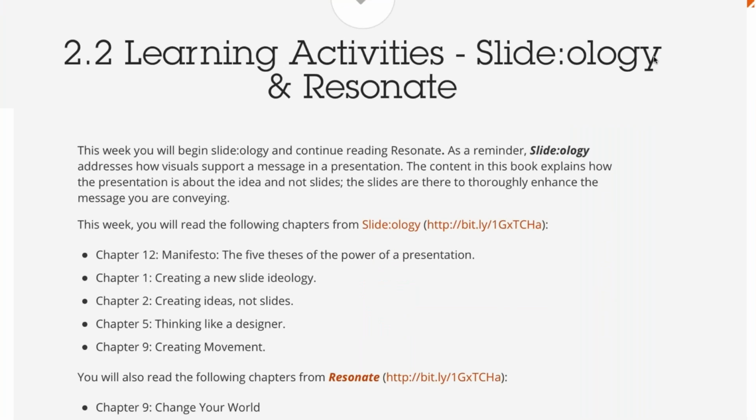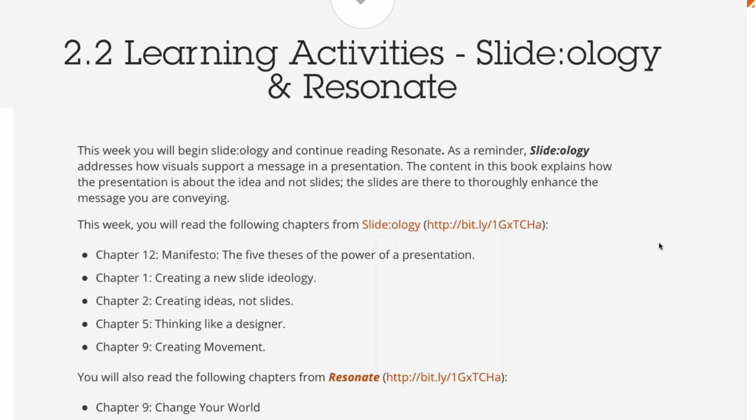Okay, so the 2.2 learning activities is going to be your reading from Slideology and Resonate. Last week we really concentrated heavily on Resonate, and this week we're going to concentrate quite a bit on Slideology. So in Slideology, please read chapter 12, and then 1, 2, 5, and 9 from that text, and then chapter 9 from the Resonate text. So there's going to be quite a bit of reading this week.